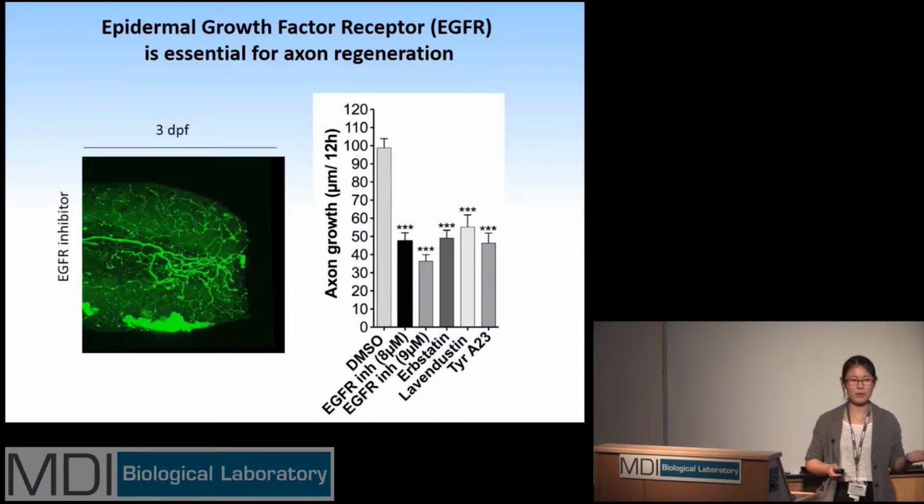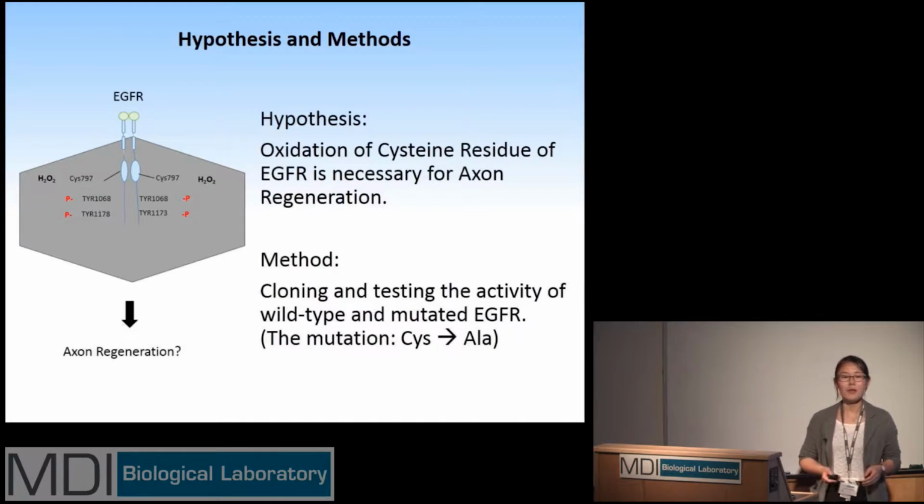Now I have told you that both hydrogen peroxide and epidermal growth factor receptor are important for regeneration of axons. Now the question is if there is a link between them. In a recent study in human carcinoma cells, it has been shown that epidermal growth factor receptor in fact has a cysteine residue that is oxidized by hydrogen peroxide. The oxidation of this residue leads to the phosphorylation of the tyrosine kinase domain and activation of the whole receptor.